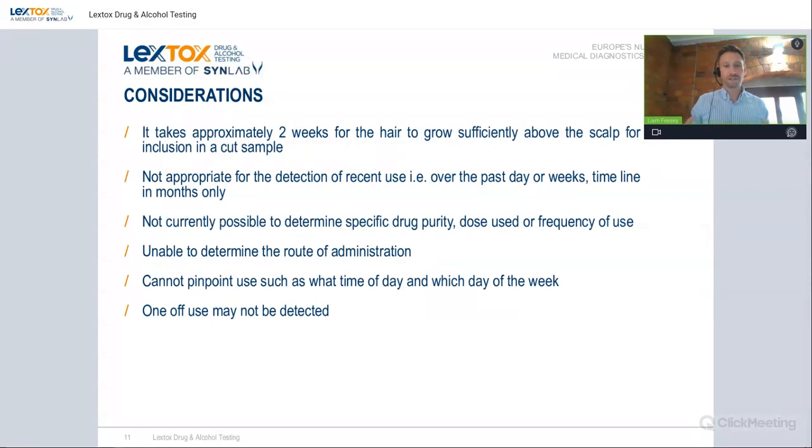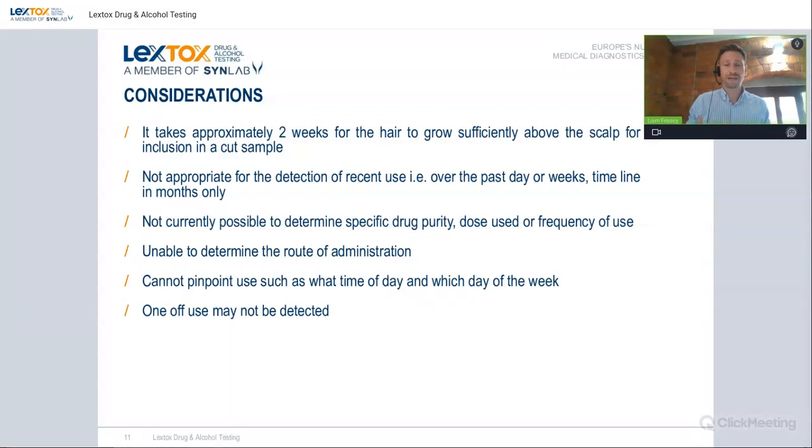And the test is an integrated result for the whole of the time period covered. So it's looking at any drug use within that whole 1 month, or the whole 3-month time period. So it's not possible to determine the specific drug purity, the dose used, or the frequency of use within that 1 month or 3-month period. It's not possible to say exactly how much drug an individual has used, whether that's 3 grams of cocaine or 4 ecstasy tablets, for example, or how many days within that month or 3-month period, or what days.